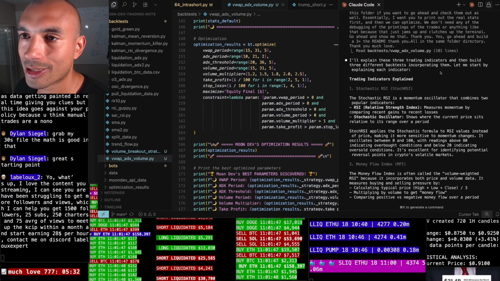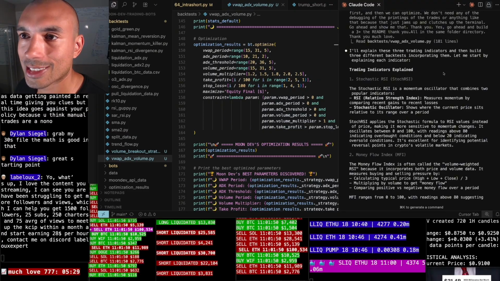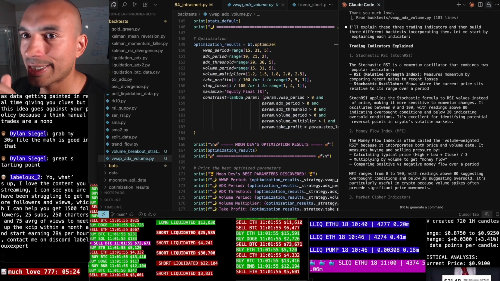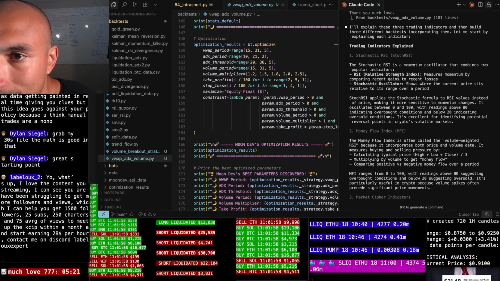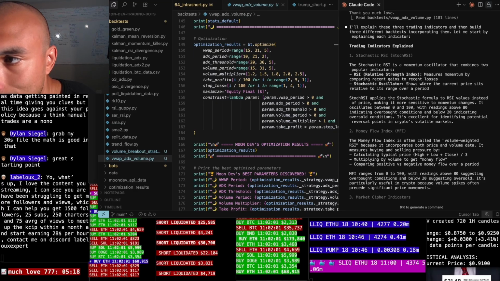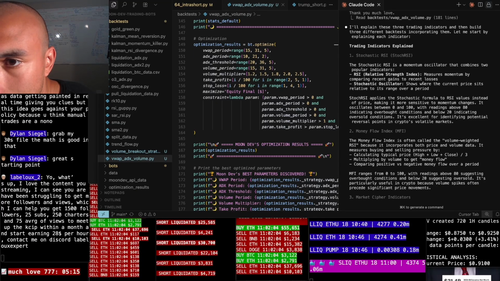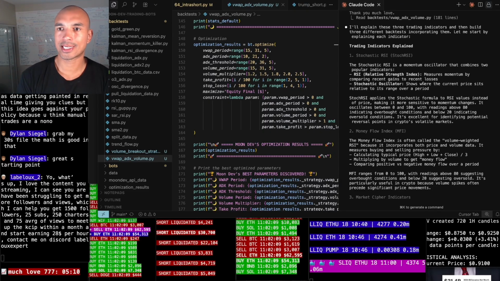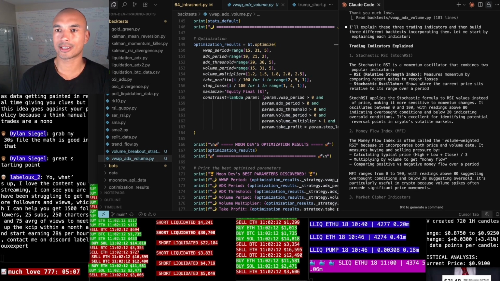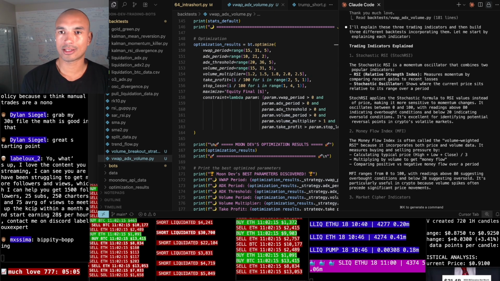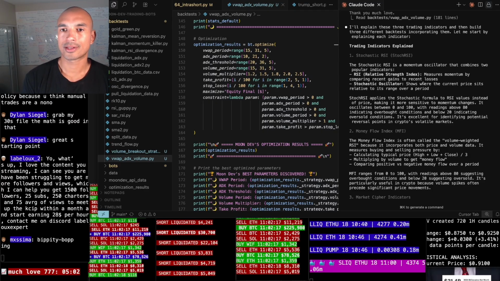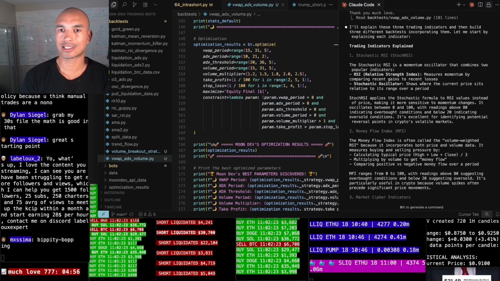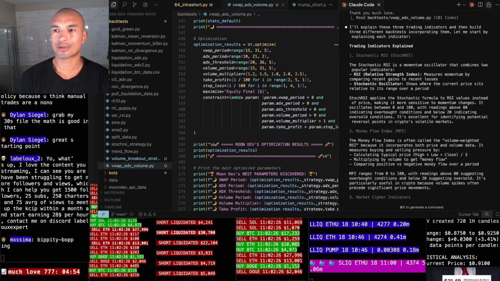Okay, I'll explain the three trading indicators and build three different backtests incorporating them. Let me start by explaining each indicator. The stochastic RSI is a momentum oscillator that combines two popular indicators. The RSI, which is the relative strength index, measures momentum by comparing recent gains to recent losses. The stochastic oscillator shows where the current price sits relative to its range over a period. The Stoch RSI applies a stochastic formula to RSI values instead of price, making it more sensitive to momentum changes.